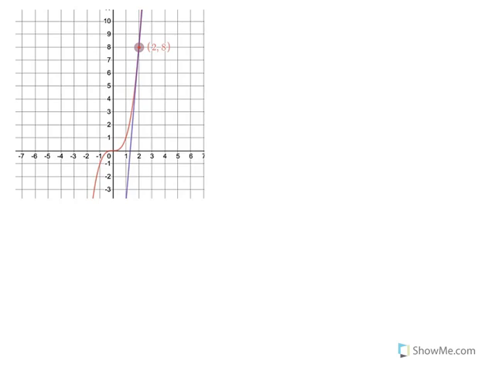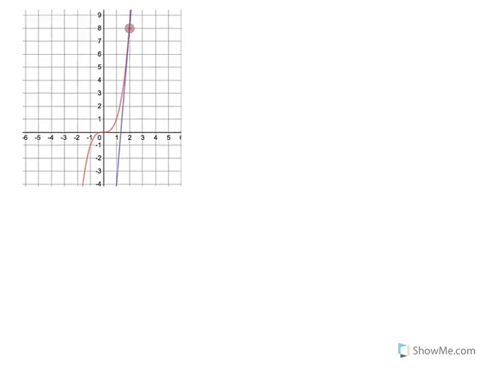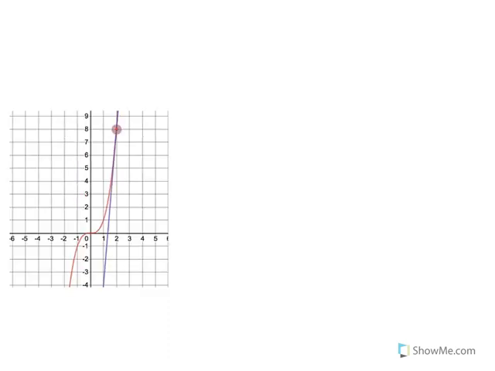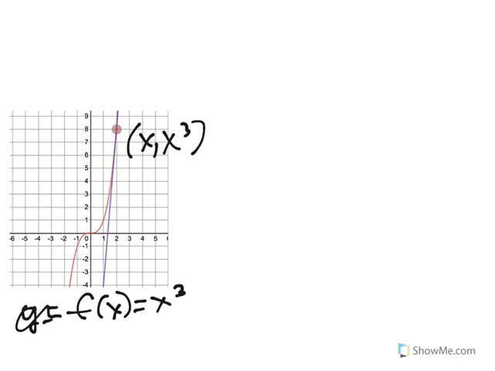Now we can go more generally. I'll skip to this. Suppose our equation was f of x equals x cubed. And this point here is x comma x cubed. This point to the right of it is x plus h comma x plus h cubed.